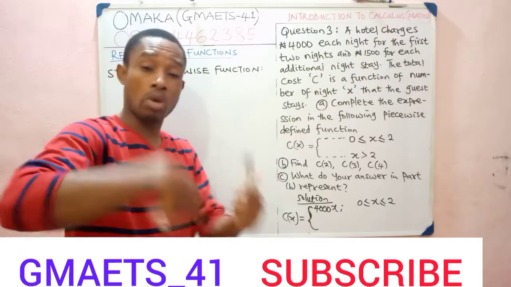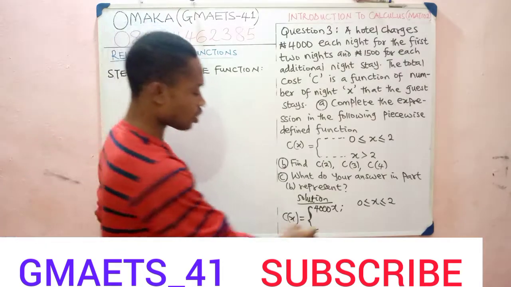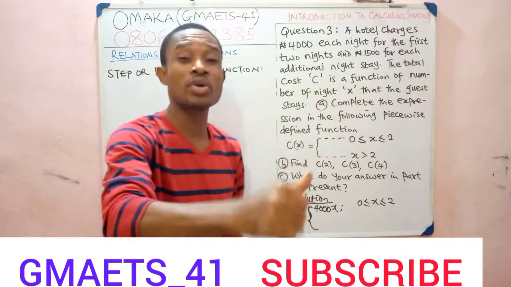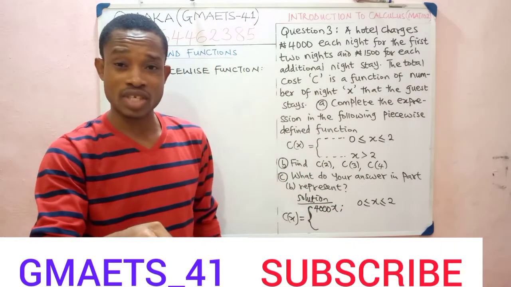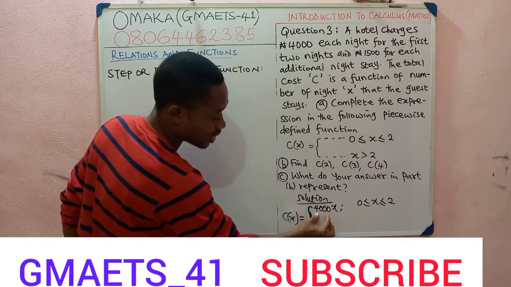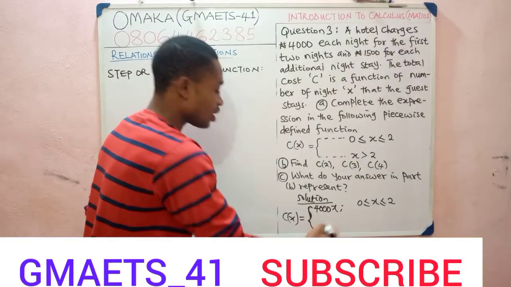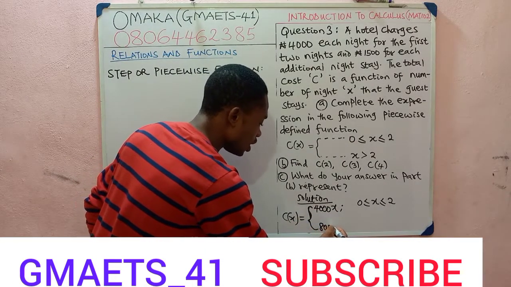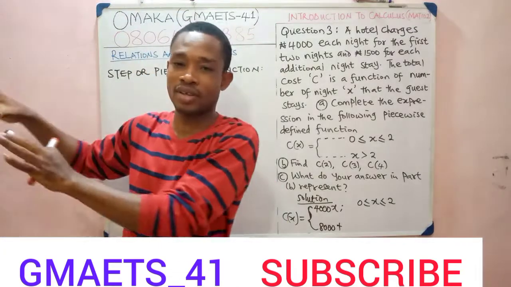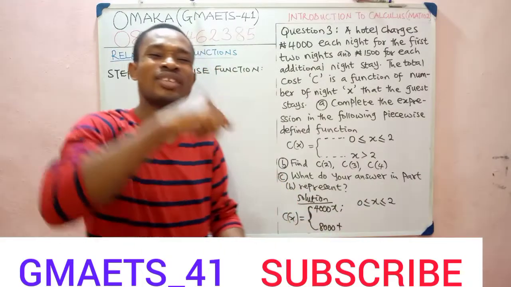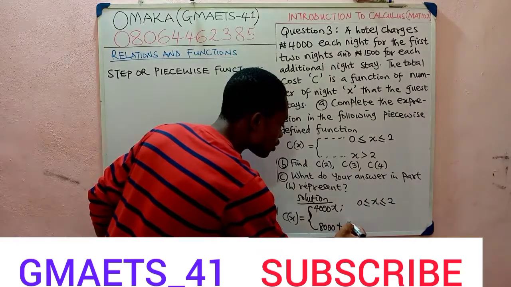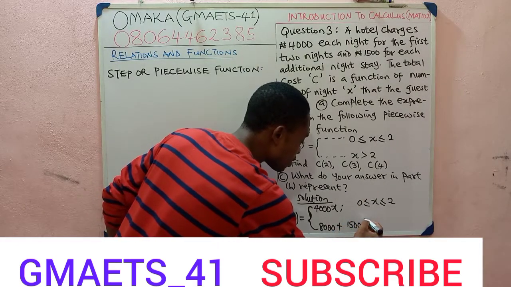Then in the second part, the hotel charges an extra 1,500 naira if the guest overstays 2 days. Let us say the guest stays more than 2 days. Now, how do you set up the codomain? For the guest to stay more than 2 days, it means that the guest had already stayed 2 days, which will cost how much? For 2 days, you have the range, the domain here. If you fix in 2 here, you're going to get 8,000 naira. So, if the guest is staying more than 2 days, it means that the guest must have paid for 2 days separately. Then from the third day, he's paying 1,500 naira for each night. So that's going to be plus 1,500 naira times X.